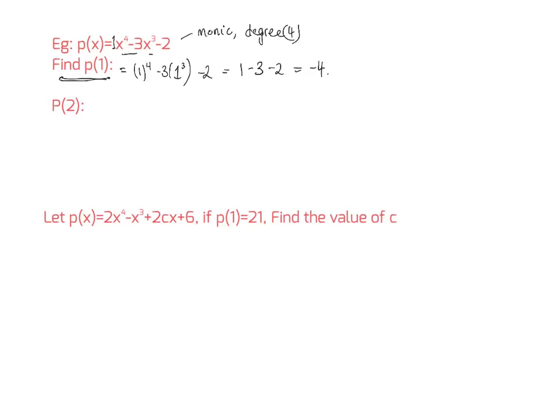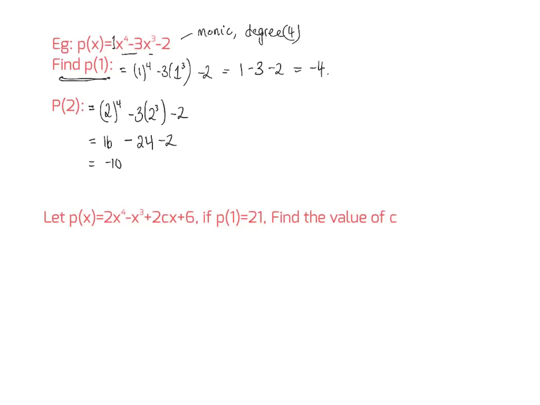Okay, if we get p of 2, all you have to do is everywhere you see x, you put a 2, and then you work that out. So 2 to the power of 4 is 16, minus 2 to the power of 3 is 8, times 3 is 24, and then we work all that in, and we end up with negative 10. So we've sort of done them, so they're pretty easy.